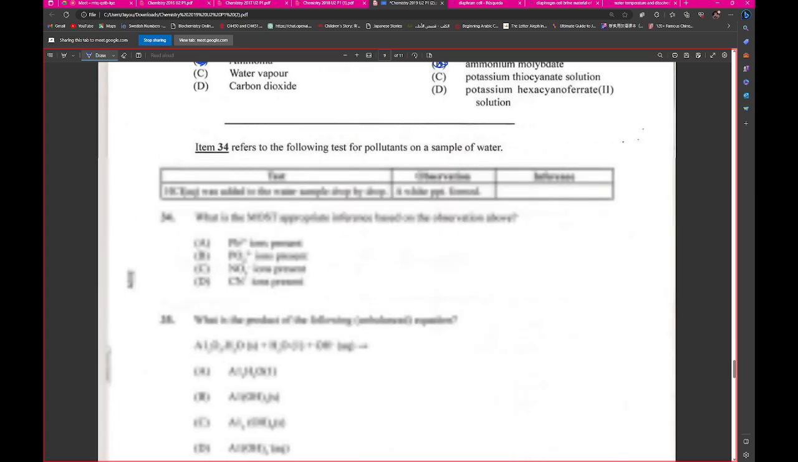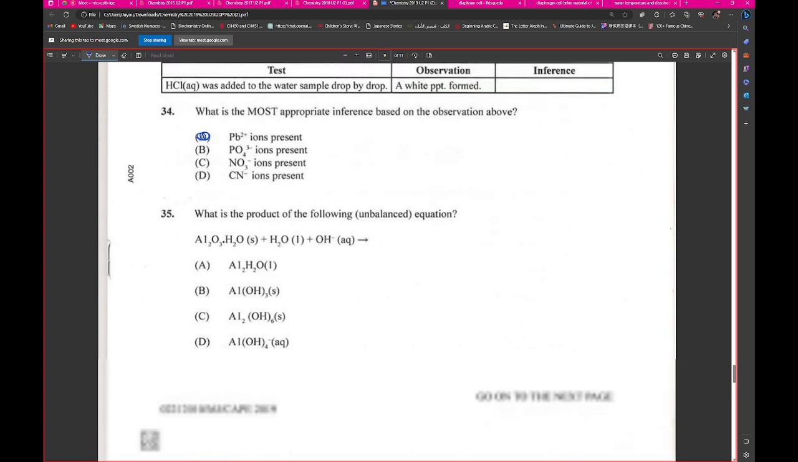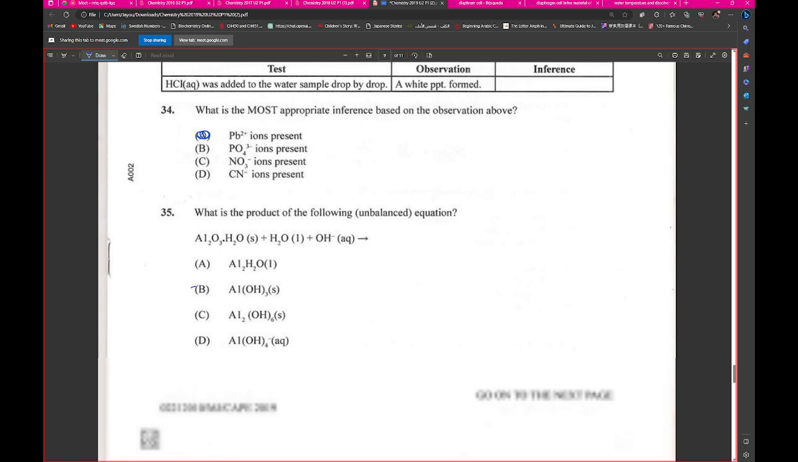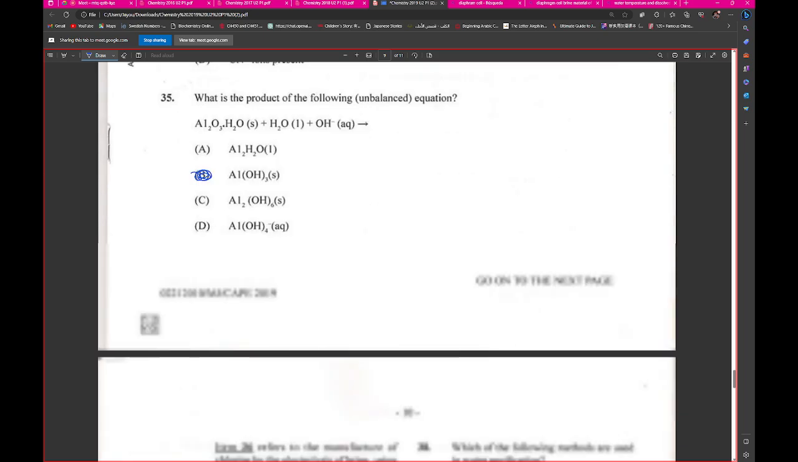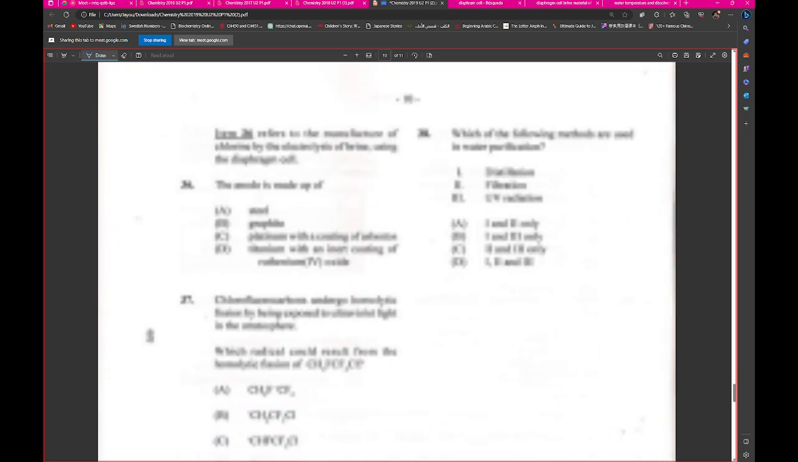We're looking at here now, which is the most appropriate inference based on the observation above. So HCl was added to the water sample drop by drop, and a white precipitate was formed. So we said that this would be lead. All right, so we saw this repeating as well. The product would be Al(OH)3. All right, so see that most of them start repeating.